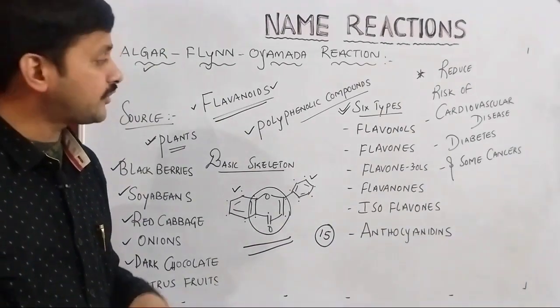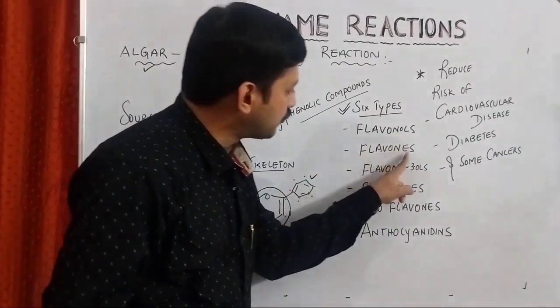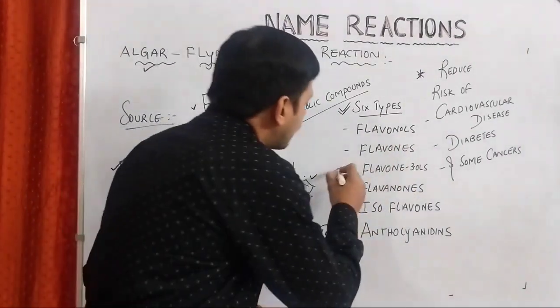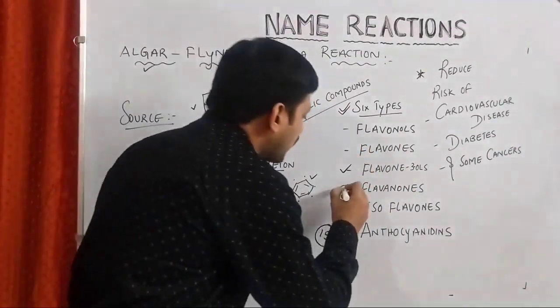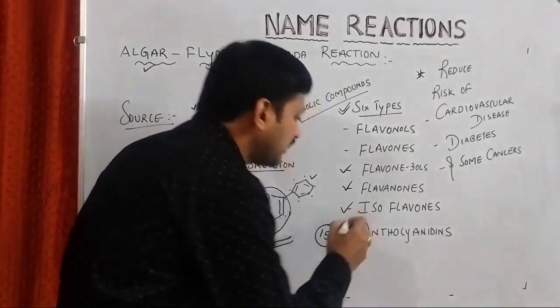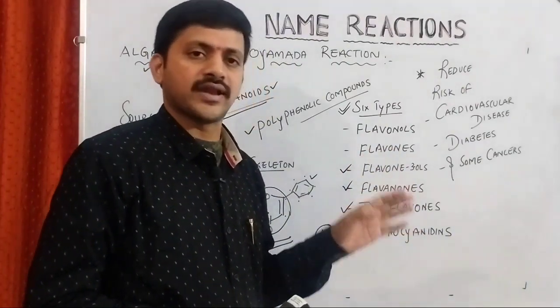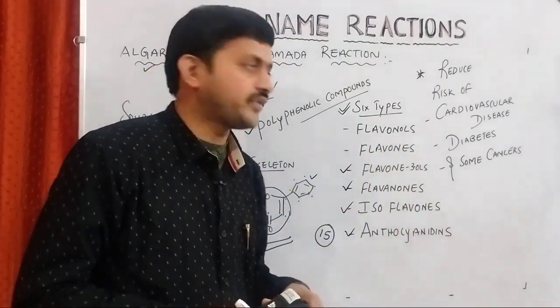Then, if you see the classification, we have 6 types of flavonoids. The categories of flavonoids are flavonols, flavones, flavan-3-ols, flavanones, isoflavones and anthocyanidins. These are the different categories of flavonoids which we observe nowadays.